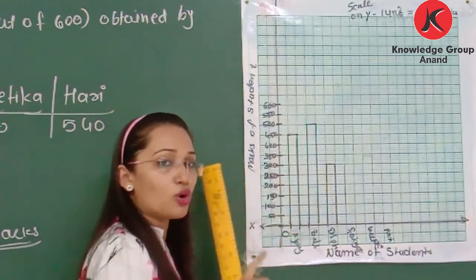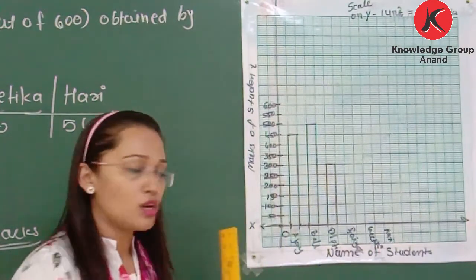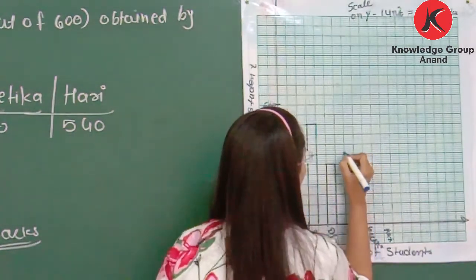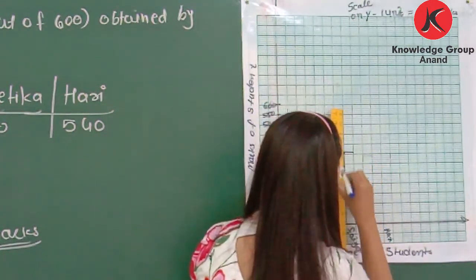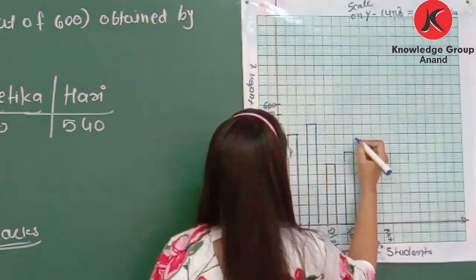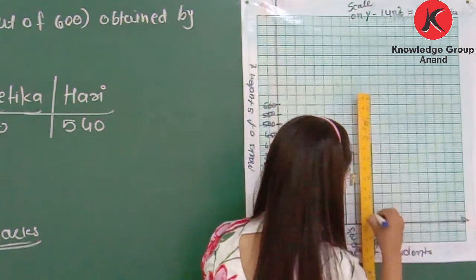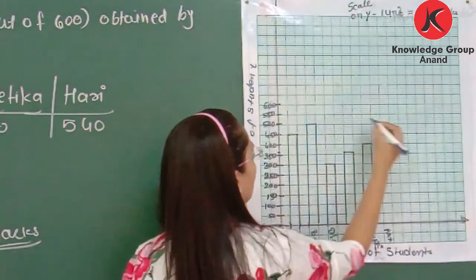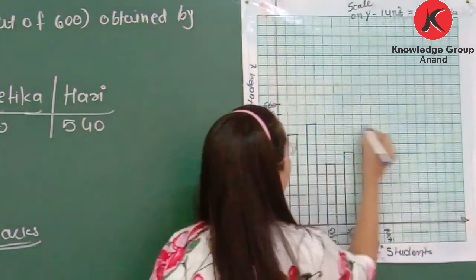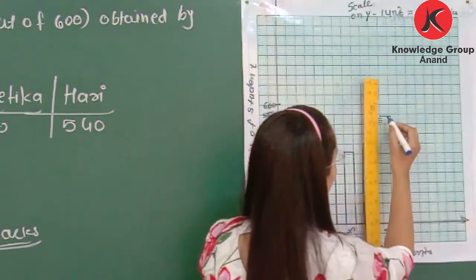For 360 take one line, because if we take a scale of 50, then one line represents 10 marks. So after 350, one line represents 360. So Fayaz will be here. Now Geetika scored 400, so 400 is here. And Hari scored 515. So after 500, you need to take lines. So 500 is here, then 510, 20, 30 and 40. So it will be here.